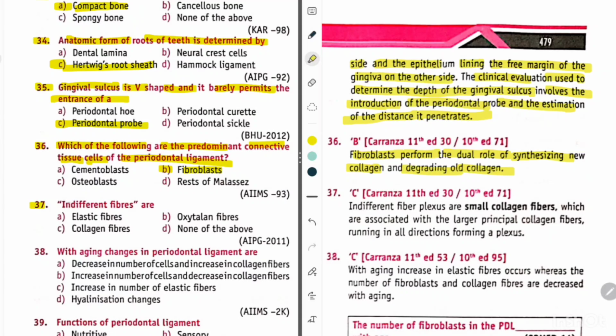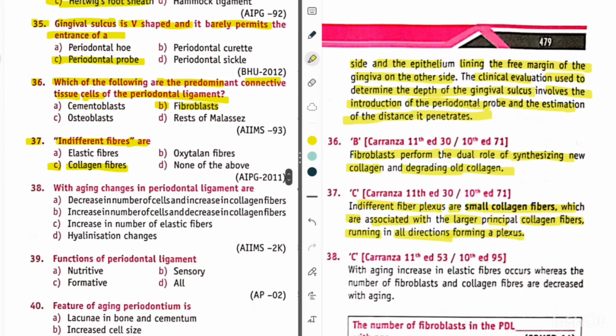Question 37. Indifferent fibers are option A, elastic fibers, option B, oxytalan fibers, option C, collagen fibers, option D, none of the above. So its answer is option C, collagen fibers. Indifferent fiber plexes are small collagen fibers which are associated with the larger principal collagen fibers running in all directions, forming a plexus.